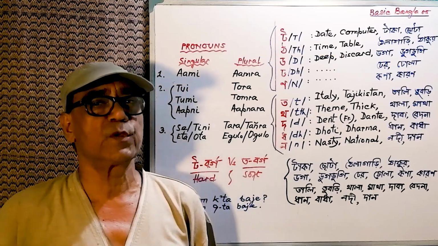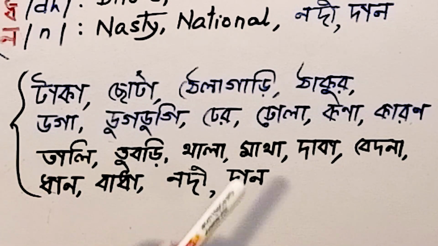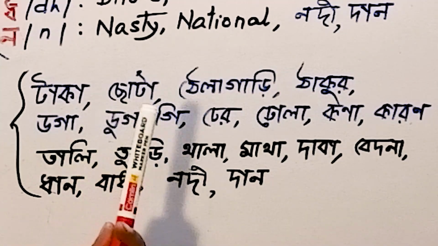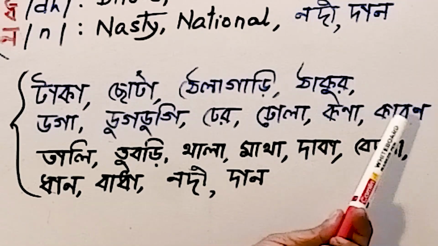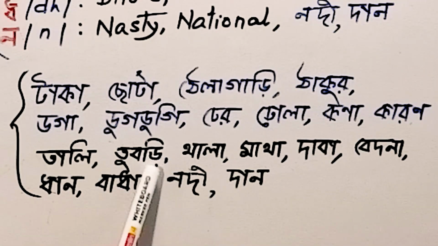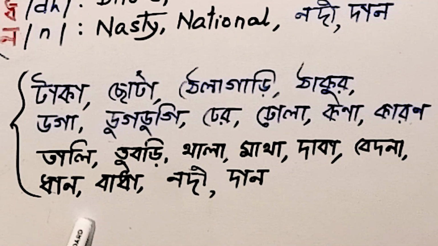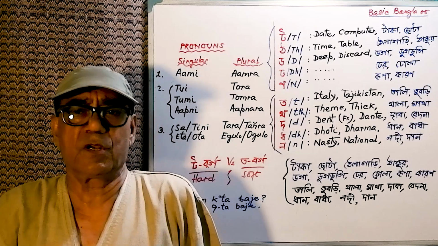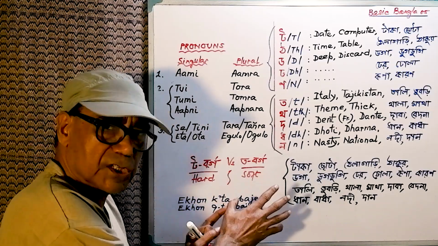And Bengali words that we have come across: taka, chota, thalagari, thakur, daga, dugdugi, dher, dhola, kona, karan, tali, tubri, thala, matha, daba, vedana, dhan, badha, nodi, dan. So many. Maybe difficult for you to remember, but try to remember as many as possible. And we make an end of this session today.